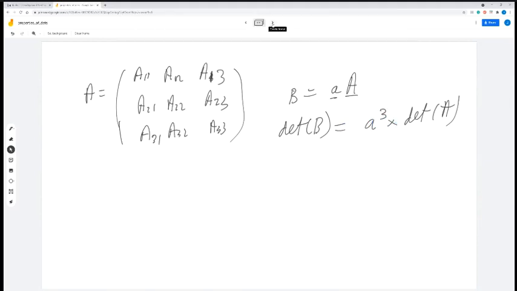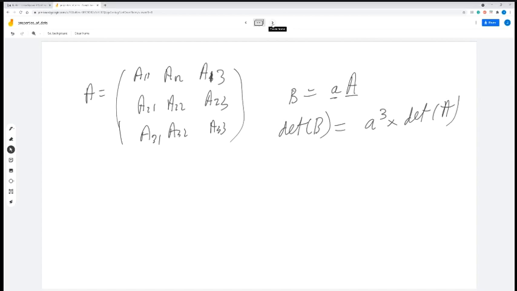You see, there is a cube here because there are 3 rows. If the matrix A, let's say, was a 2 by 2 matrix, then you will get A squared. Because if you multiply the matrix by a number, then each row, and there are 2 of them, will get multiplied, and accordingly, the determinant will be multiplied twice by A times A. If you have a 4 by 4 matrix, then it's going to be A to the power 4.